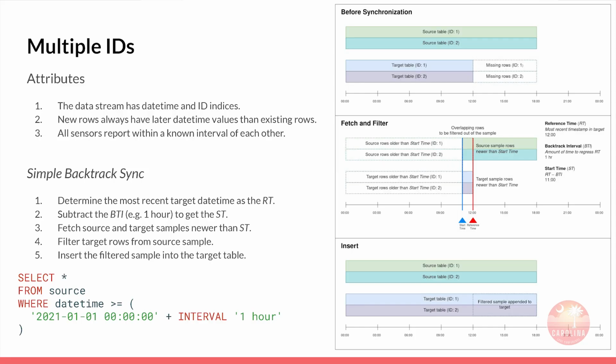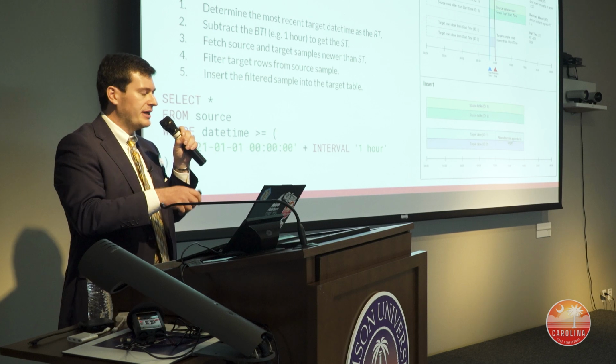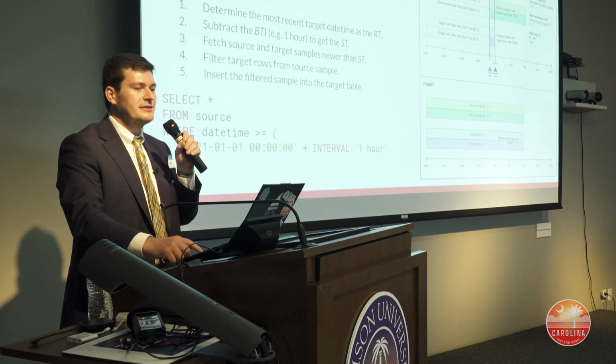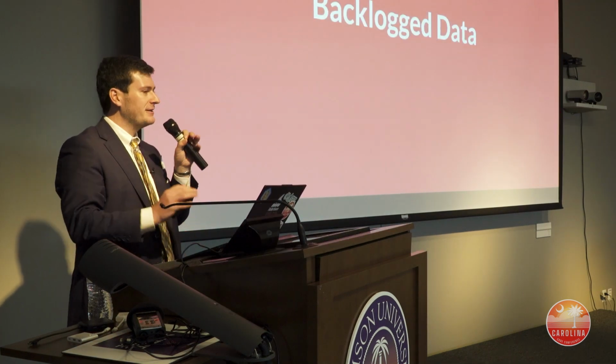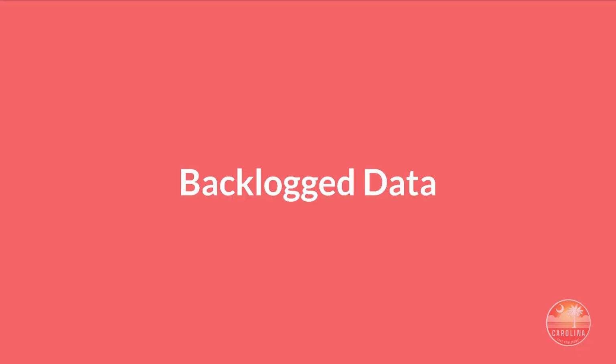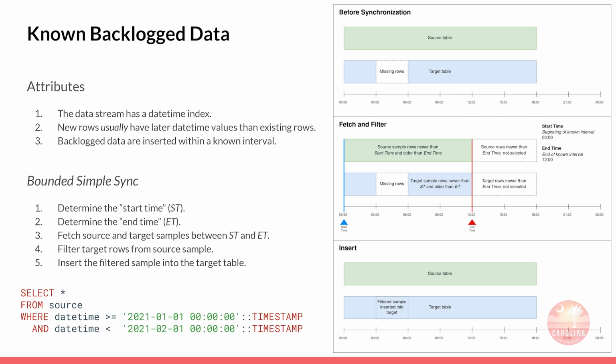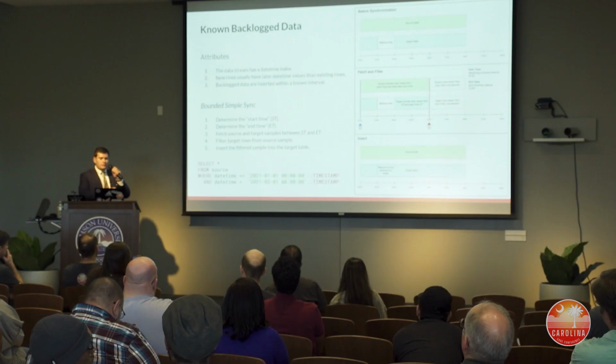More often than not, you have more than a single ID. You have these multiplexed data streams, if you will. And if the IDs more or less march in tandem, so here I have two IDs, they're within a few minutes or hours of each other, then that same backtracking strategy will catch the differences in most scenarios. But let's talk about the elephant in the room. How do you handle backlogged data when the past changes on you? So in this case, if we know the bounds, so just this past week, one of our clients said, we've had to throw out everything from July, reprocess everything.